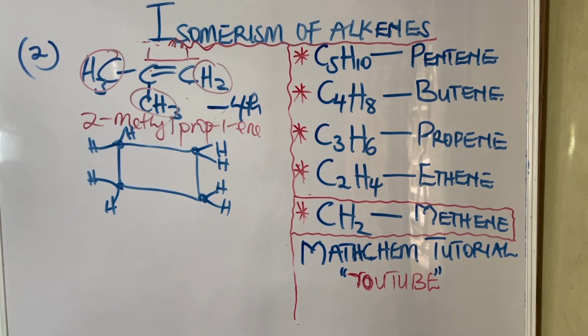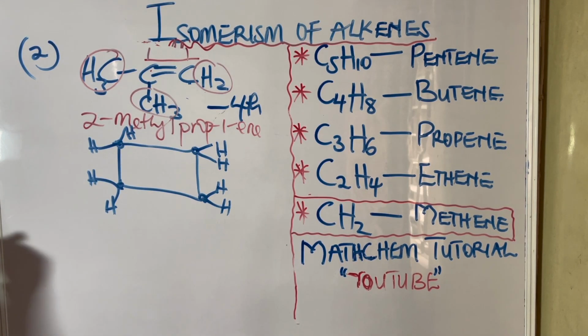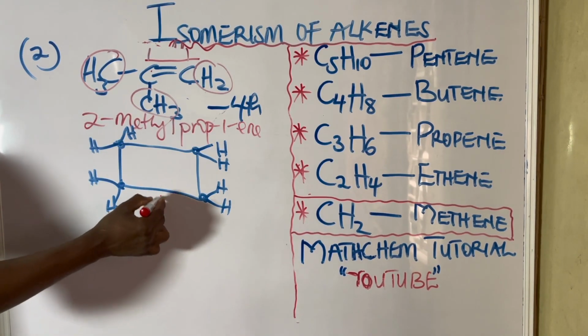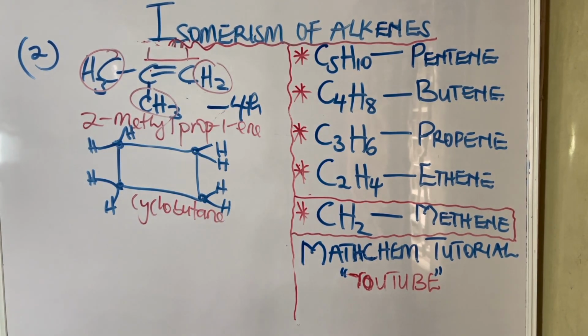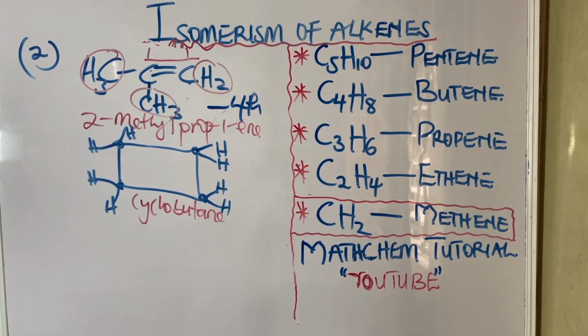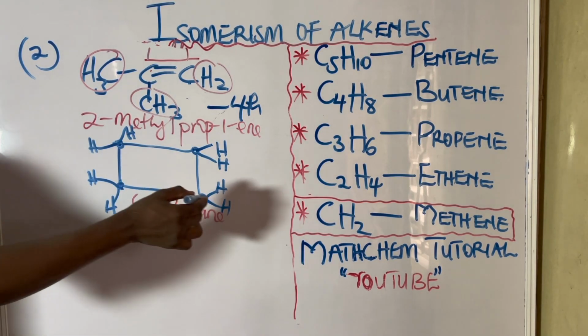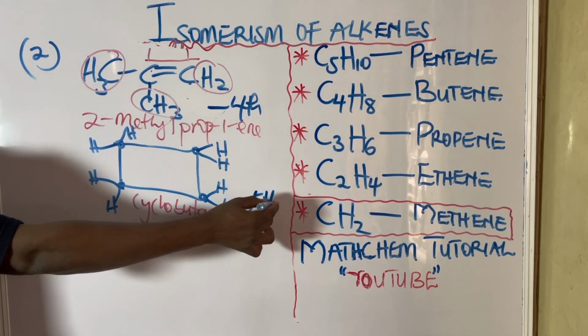So this is cyclobutane, and this cyclobutane is our fifth isomer. You know, it has 4 carbon atoms with 8 hydrogen. So this is the fifth isomer.